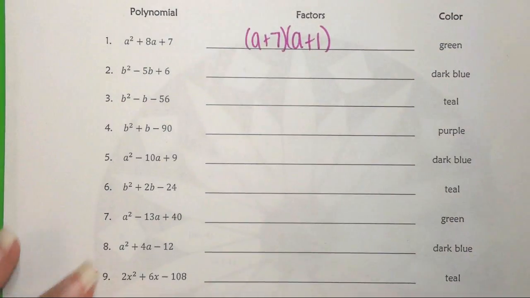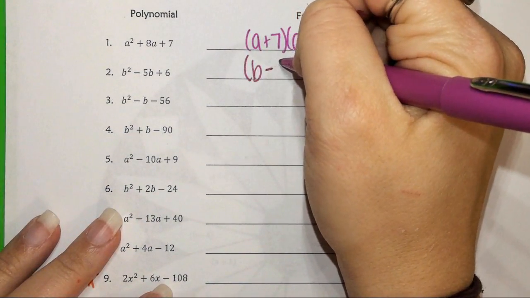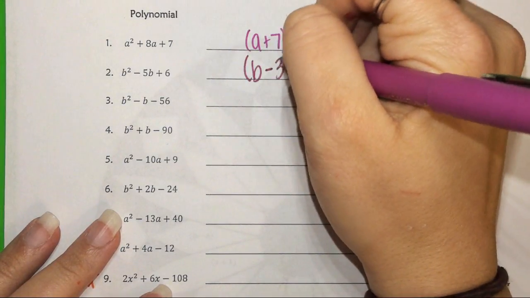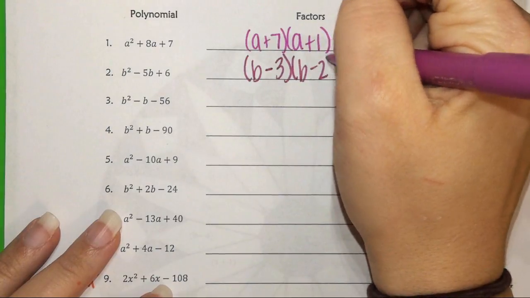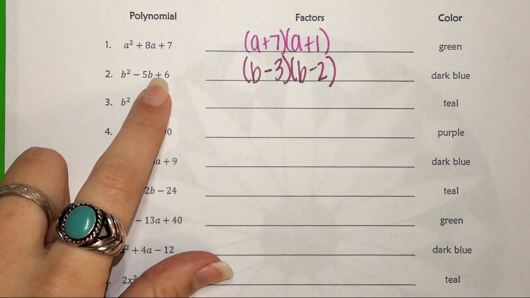You continue the answers. For number 2, what y'all get? I got b plus 3, b plus 2. b plus 6 and minus 1. No. It's not either of those. b minus 2, b minus 3. They both have to be negative because this is negative and that's positive.